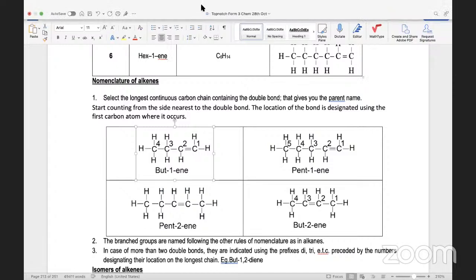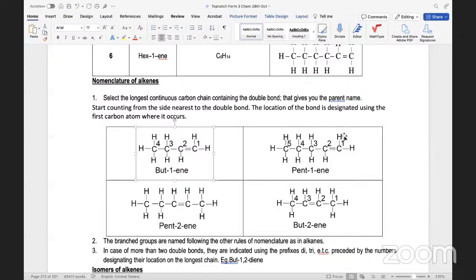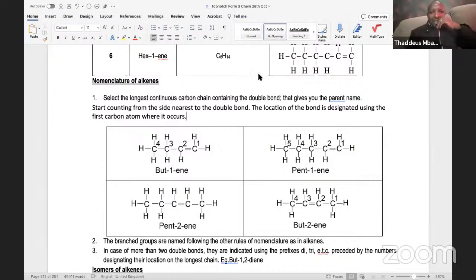Mm-hmm. Yes. Sawa? Yes. Yeah. Very magnetic, very, very magnetic.